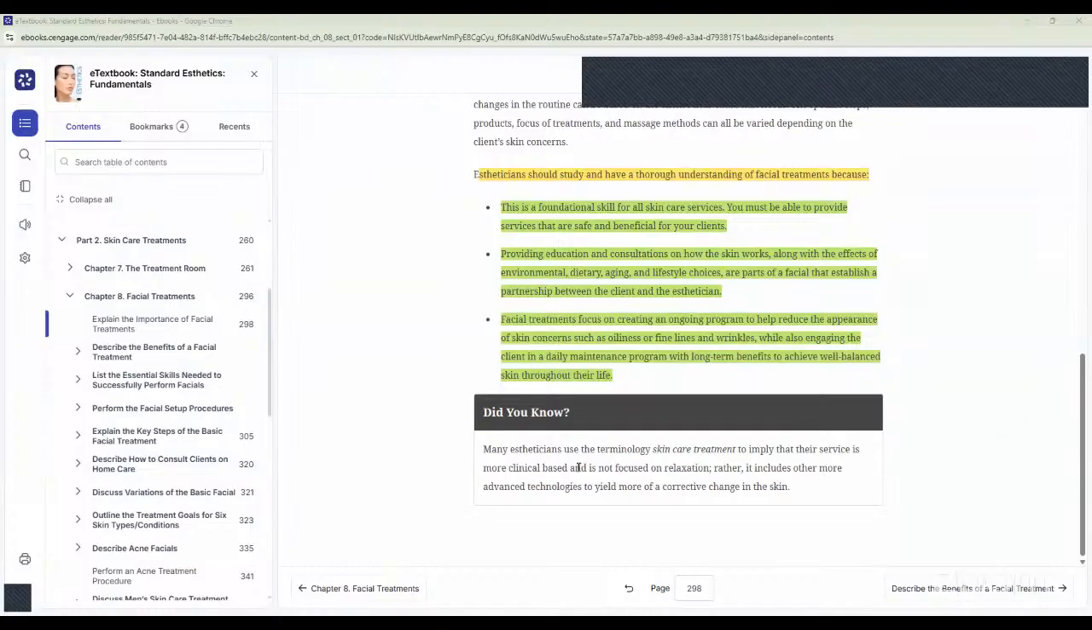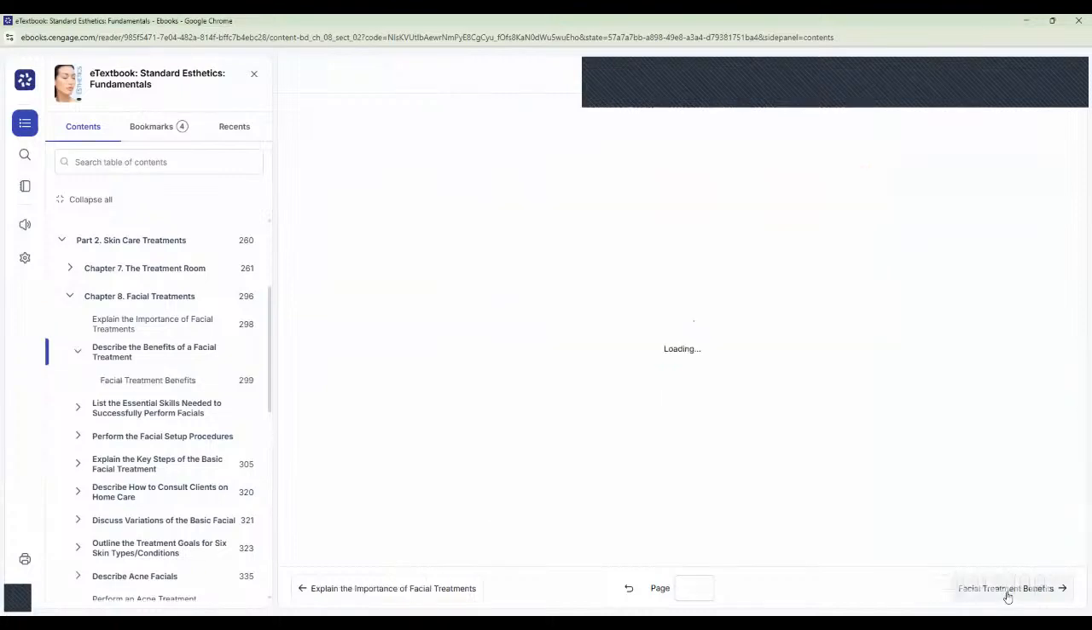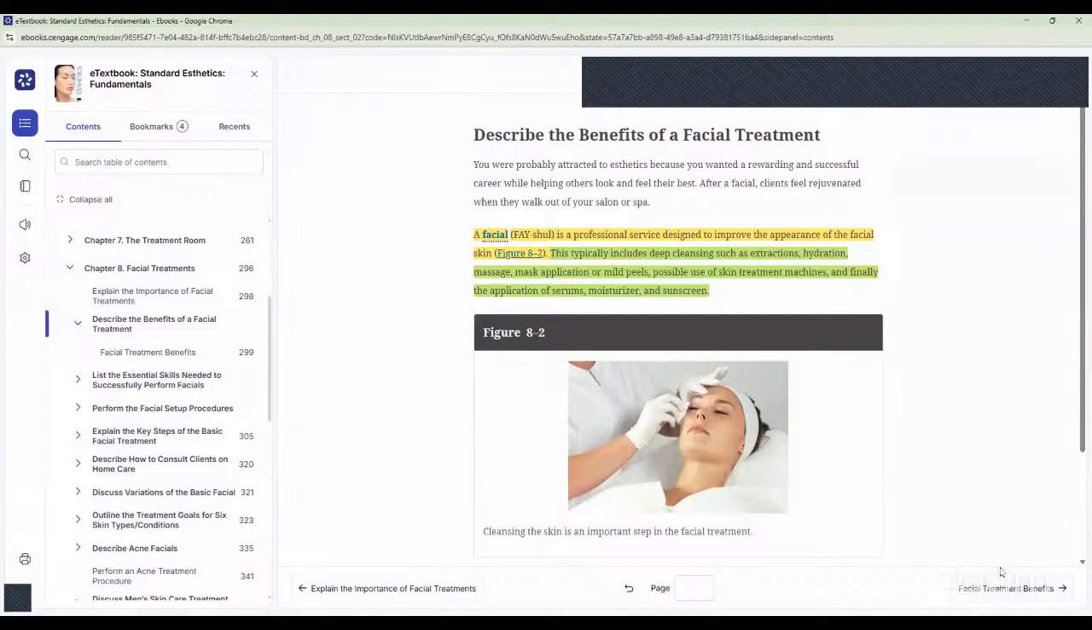And it says many estheticians use the terminology skincare treatment to imply that their service is more clinical based and not focused on relaxation. Rather, it includes more advanced technologies to yield more corrective change in the skin. So, many individuals saying skincare treatments is going to be a little bit more advanced than just a basic facial. So, watch your words, just watch our terminology as we begin to soar into the field of aesthetics and building great communication skills with our clients.